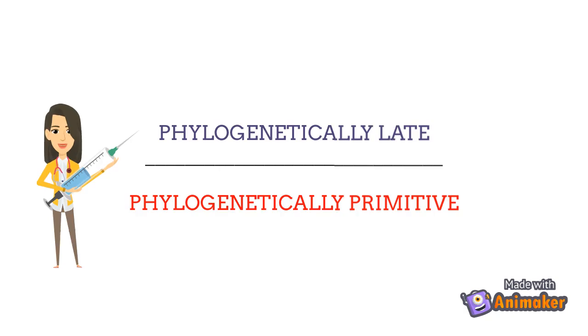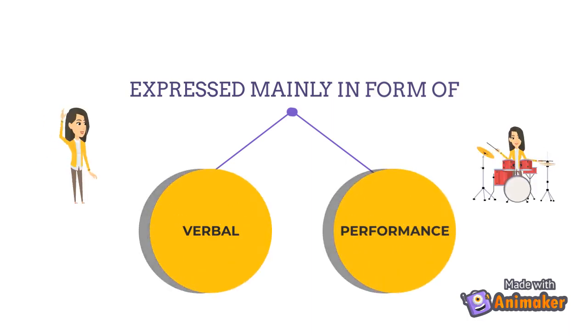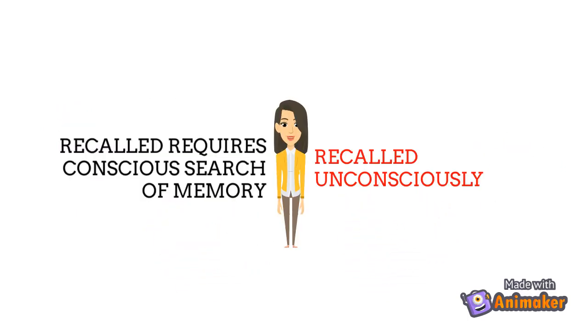Declarative memory is phylogenetically late while non-declarative memory is primitive. Declarative memory is expressed mainly in verbal form, but non-declarative memory is expressed mainly in the form of performance. Declarative memory is consciously recalled, but non-declarative is recalled unconsciously.